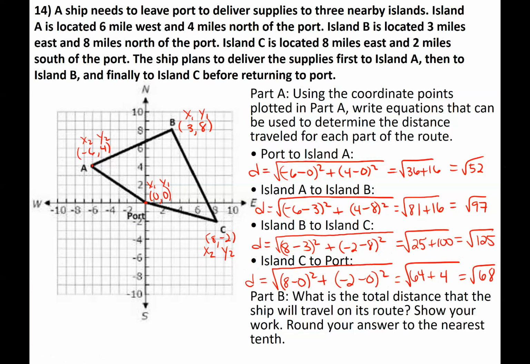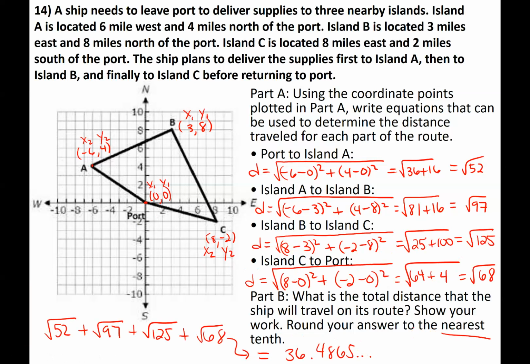All right, part B, it says, what is the total distance? To show our work for that, all we have to do is add up all those distances. So root 52 plus root 97 plus root 125 plus root 68. And when I add all those together, I get 36.4865, and so on. And if we look at our directions, it says round to the nearest tenth, which means I'm going to cut off my decimal here.